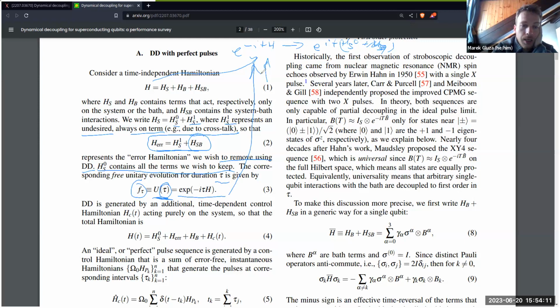Okay. And now DD is generated by an additional time-dependent control Hamiltonian H_C(t), acting purely on the system. So H(t) will have our desired term, our undesired error terms, which are acting both within the system, so we want to kick it out, and acting out of the system. H_B we can leave because as soon as we remove H_SB, there's no coupling to the environment, so we are happy. And then additionally, there's the control. How do we get the control?